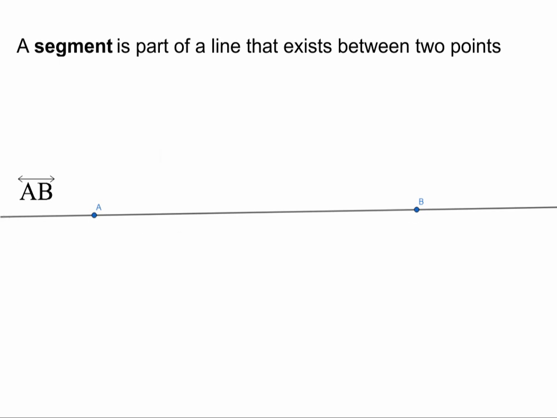So here I have the line AB, and you notice we name it with AB and the line above it has 2 arrows. That means that we're talking about a line. The segment AB is the part of the line that just exists between points A and B. Notice that it's named the same, but instead of having double arrows on the name, it just has a line segment on top. So that's all a segment is.